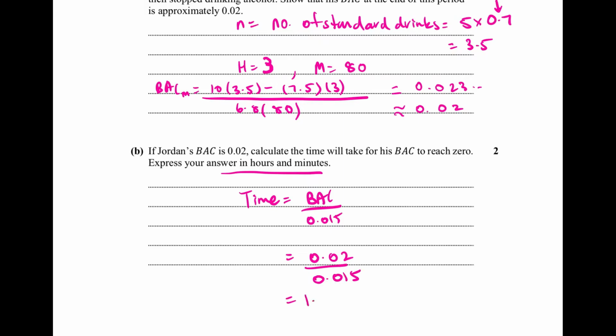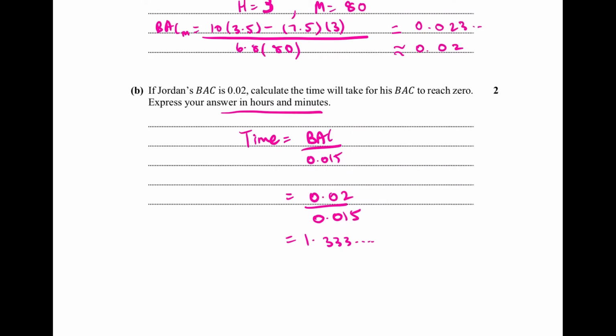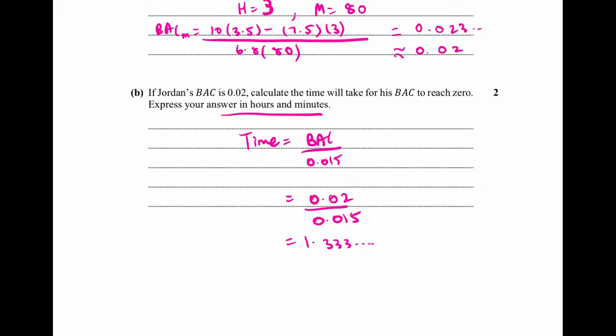1.333 and so on. But in hours and minutes, you can just press the hours and minutes button on your calculator and it would convert that over to 1 hour and 20 minutes.